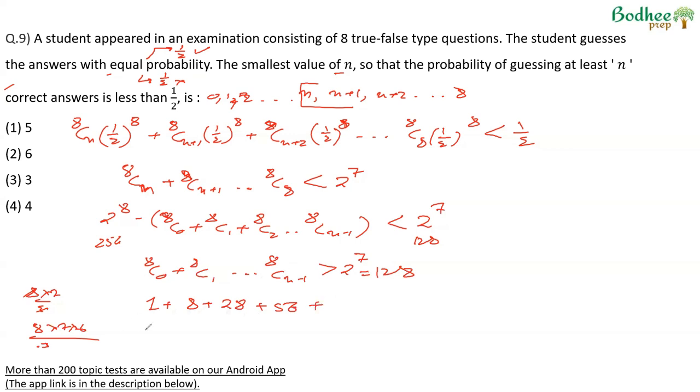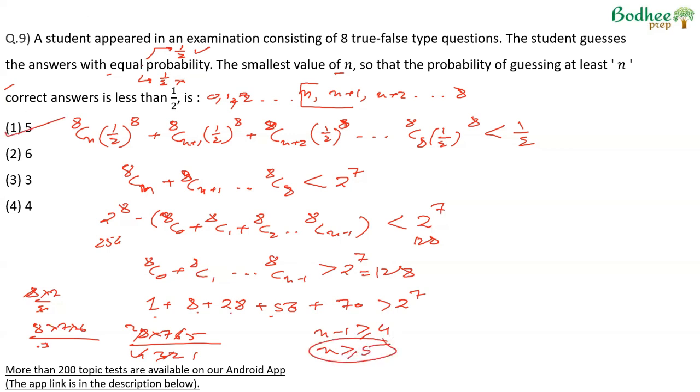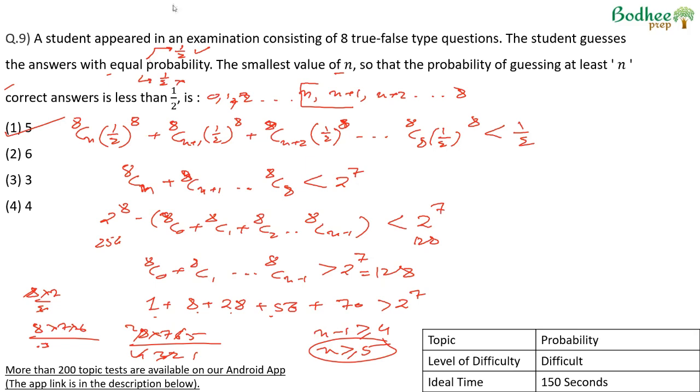The moment we find 8c4, 8 7 6 5 upon 4 3 2 1, 6 cancels, 4 into 7, that is 70. This is where it will cross 2 raised to power 7. Therefore 1, 9, 37, 93, 163 — n minus 1 has to be greater than or equal to 4, which means n has to be greater than or equal to 5. The minimum value of n is 5, which becomes the answer. Definitely a difficult question with multiple concepts involved, and attempt time is easily 2.5 to 3 minutes.